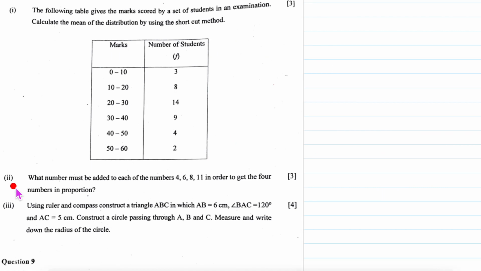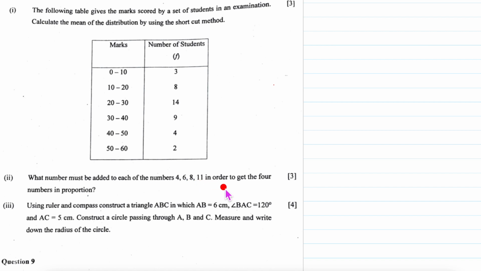Now we come to question 8, second part. What number must be added to each of the numbers 4, 6, 8, 11 in order to get 4 numbers in proportion? Now all we have to do is say let the number to be added equal x. And then x plus 4, x plus 6, x plus 8, x plus 11.